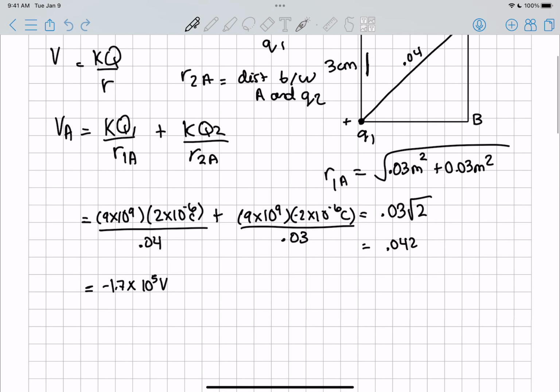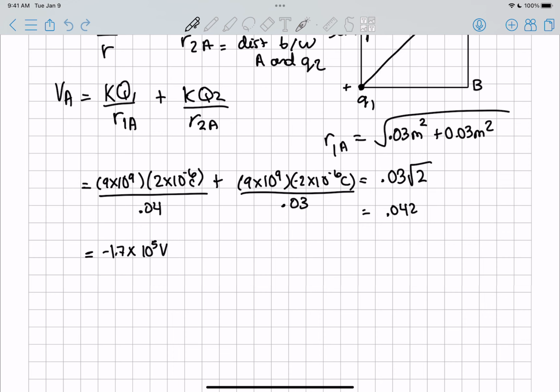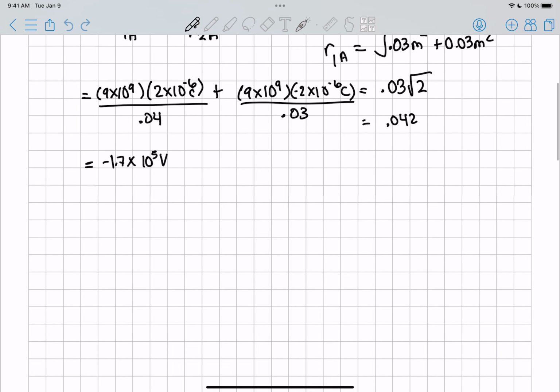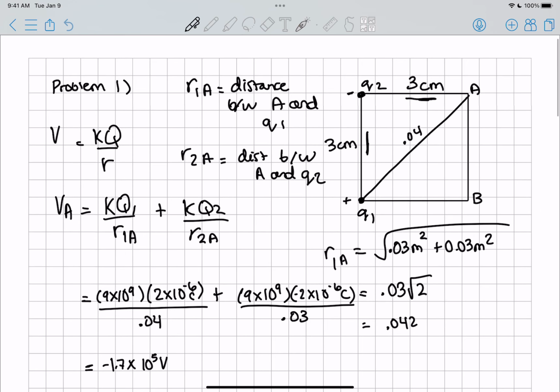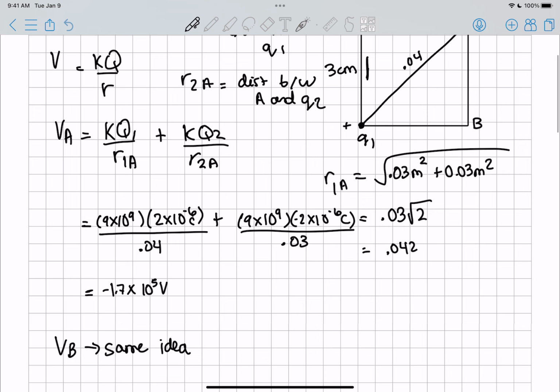But yeah. So that's VA. VB is pretty much the same idea. So I'm going to skip doing VB just because, like I said, it's just going to be the same idea. I can just explain it kind of verbally real quick.